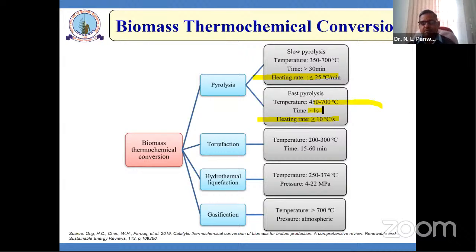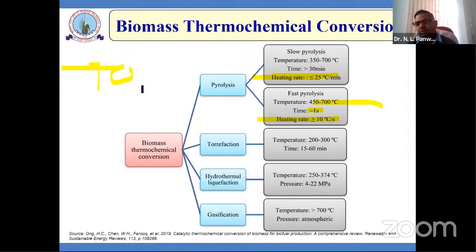And then see the torrefaction process. Torrefaction is a heating of biomass. Biomass usually contains around 70% volatile matter and only 30% fixed carbon. While you are burning the biomass, it releases smoke, that is your volatile matter, and some carbon is there. So torrefaction is upgrading your biomass by heating it to 200 to 300 degrees Celsius for 15 to 60 minutes.